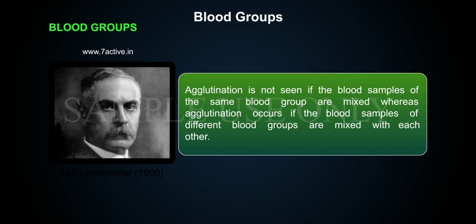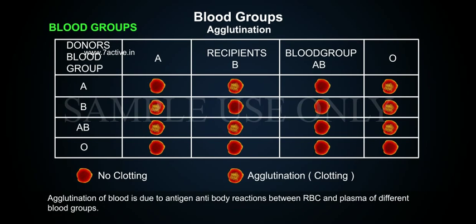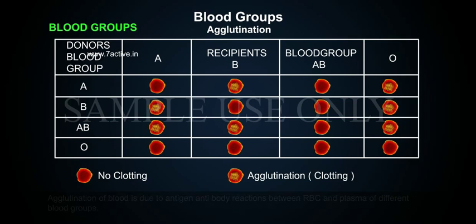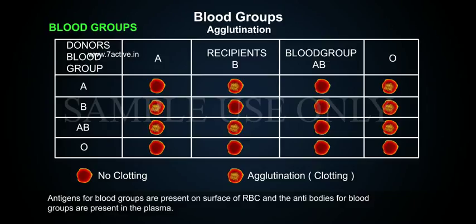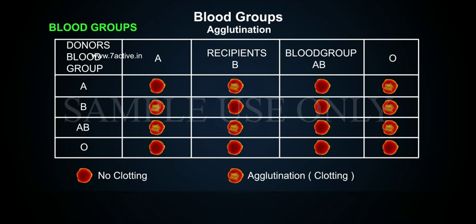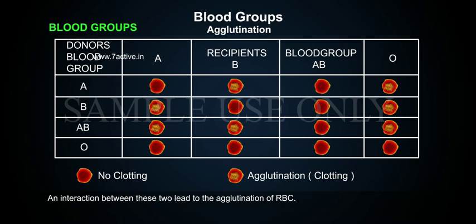This is due to antigen-antibody reactions between RBC and plasma of different blood groups. Antigens for blood groups are present on the surface of RBC and the antibodies for blood groups are present in the plasma. An interaction between these two leads to the agglutination of RBC.